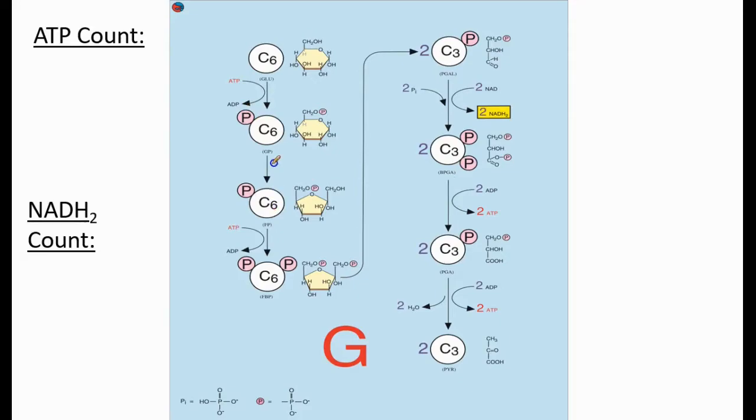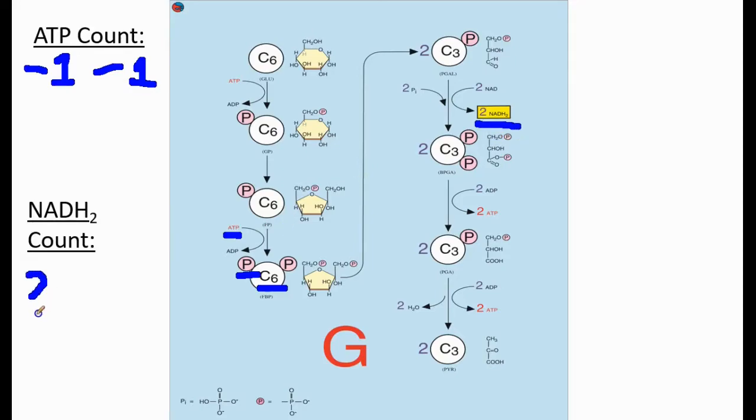Second step, not many changes here. Third step, again, we're adding a phosphate group to the molecule, so 1 ATP is being used up. Oh, I've just realized that the previous one was erased, so we've got -1, -1, so that's -2 so far. Moving on. In this step here, we have the production of 2 NADH2.